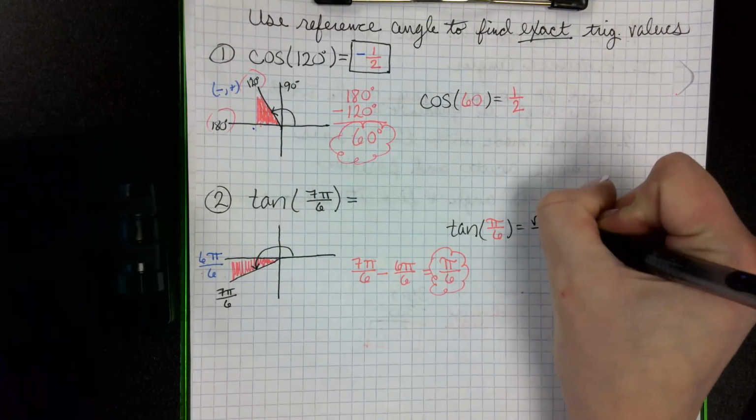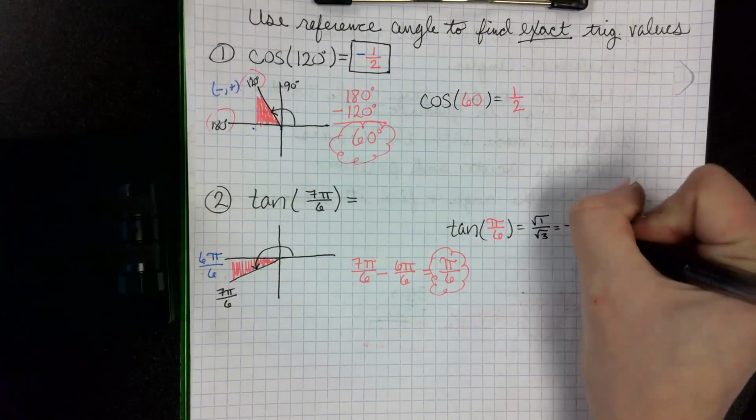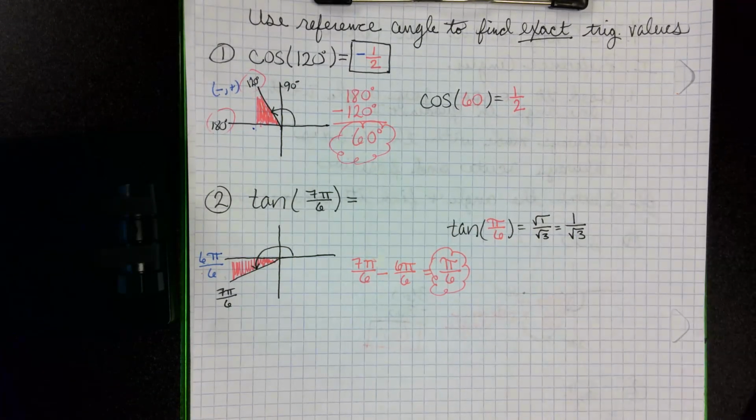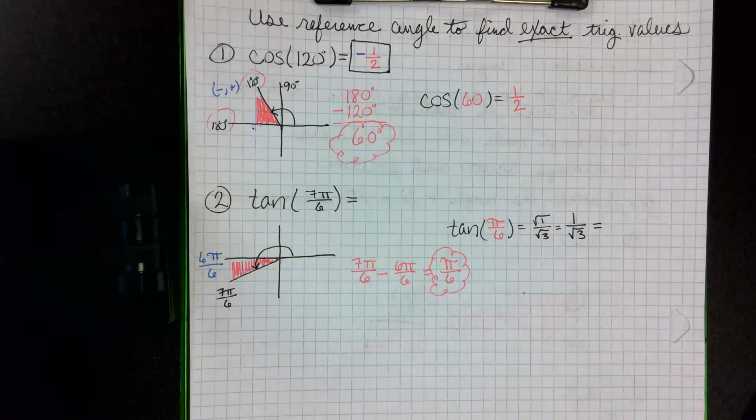Square root of 1 over square root of 3. Square root of 1 is 1, so it's 1 over square root of 3. But we can't leave it with a radical in the denominator. I do need you to rationalize the denominator, which is actually a really simple process. It follows the same pattern every time.